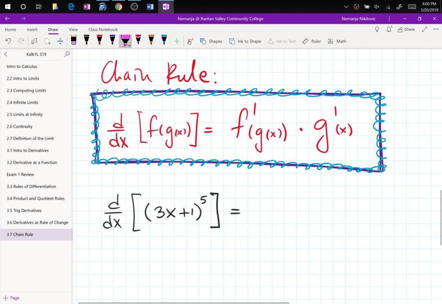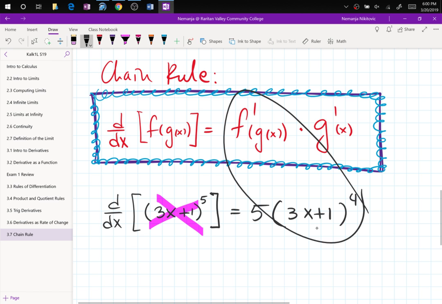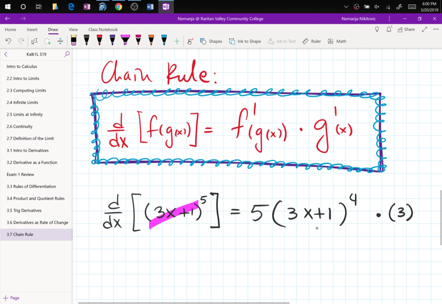You can say, oh, this problem would be so easy if it was just x to the 5. What's the derivative of x to the 5? It's 5x to the 4, right? Yes. So here, 5x to the 4. Now, my x is this 3x plus 1. So this is how you obtain the first part, times the derivative of the inside, which is 3. And we're done. So the total is 15 times (3x plus 1) to the 4th power.